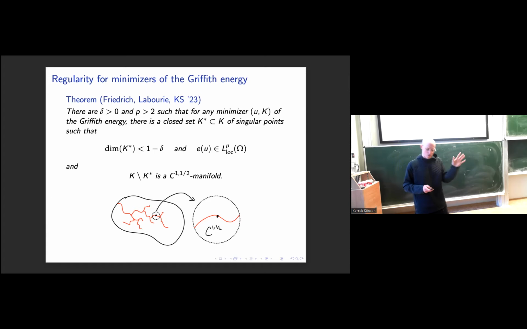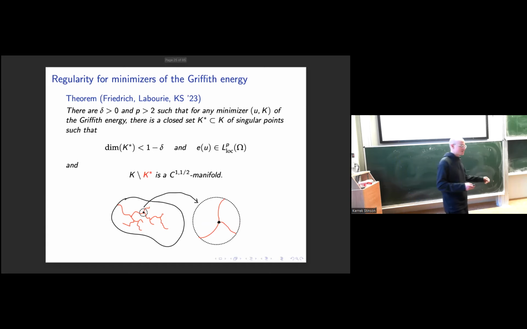Yeah, okay. And we get some other things, but maybe these aren't so important right now. Something we don't say much about is what happens at the points in K star. So these singular points. In principle, you could have triple junctions, you could have quadruple junctions, you could have a lot of bad behaviors that we don't even approach. All we know is that there can't be too many of these bad points.